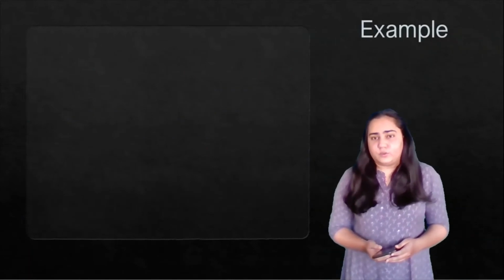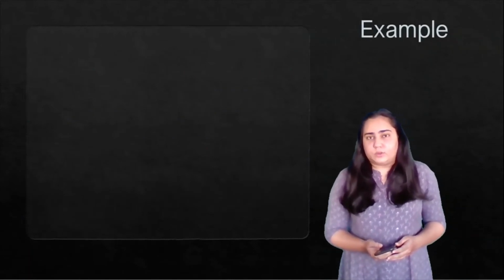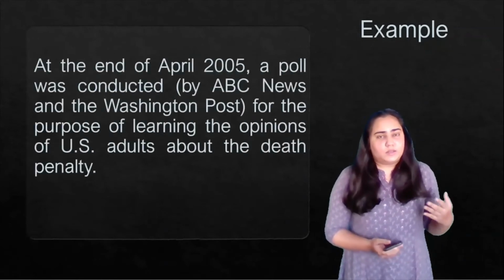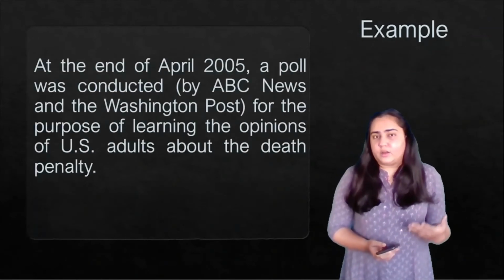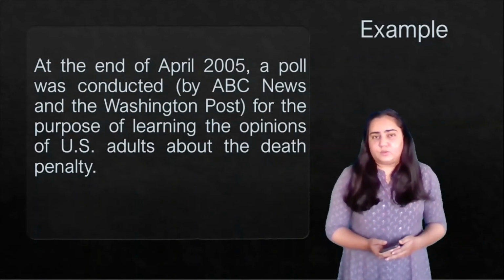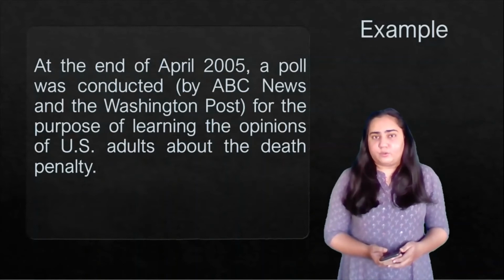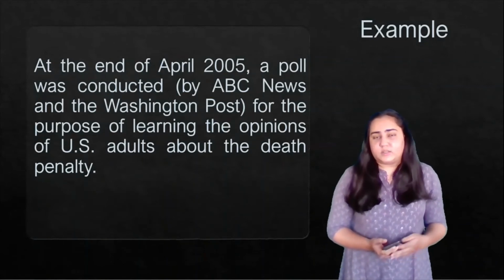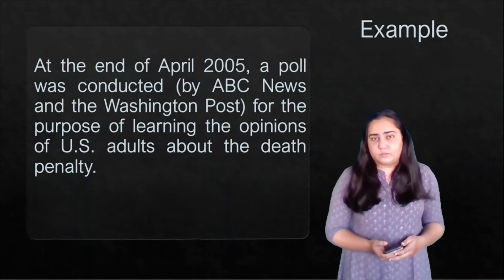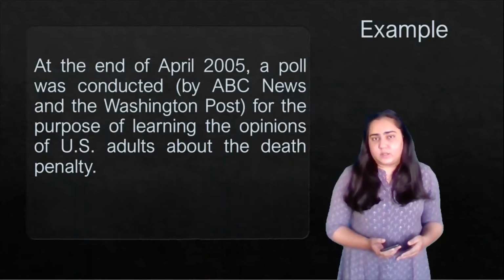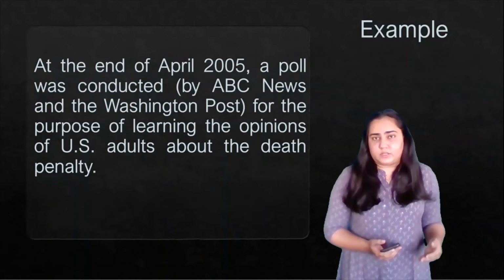Now we're going to go through a very interesting example explaining all these steps. This is a real example of real data that was collected, and I'm going to read it out to you. At the end of April 2005, a poll was conducted by ABC News and the Washington Post for the purpose of learning the opinions of US adults about the death penalty.